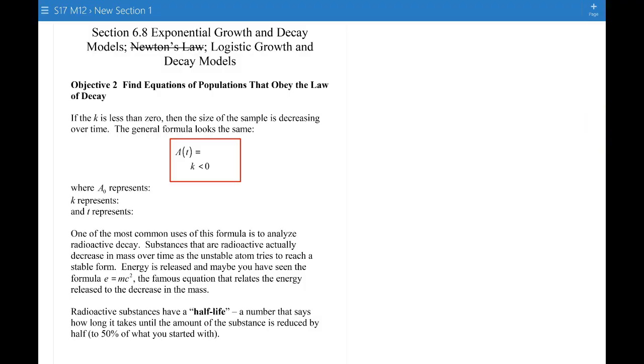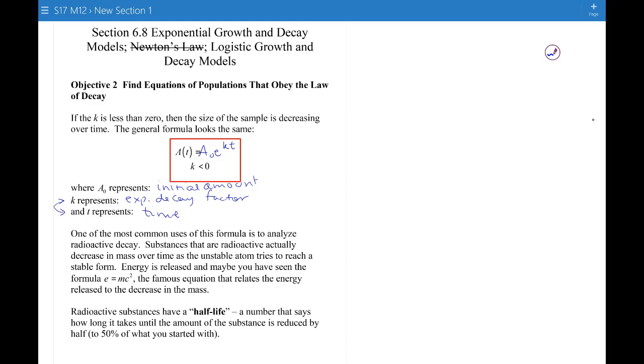Okay, so let's talk about decay models now. If the k is less than 0, or negative, then the size of the sample is decreasing over time. So the formula looks the same: A of t equals A sub 0 e to the kt, but now k is a negative number. Again, A sub 0 represents the initial amount, or the amount you started with, how much you began with. k now represents an exponential decay factor. And t represents time. Again, make sure you remember that your k and your t need to match units: days, years, whatever it is.